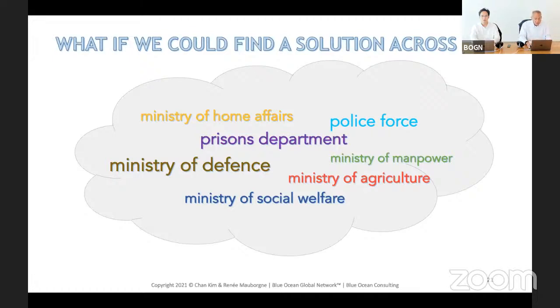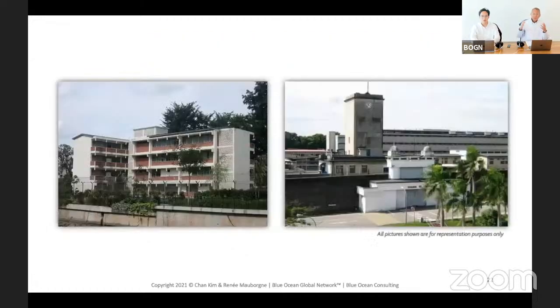So I want to show you this picture here. You look at this picture. What does it tell you? Is it a big prison? Is it a small prison? No. One of them is a military camp. One of them is the prison. But they look the same. Actually, they are quite the same, you know.